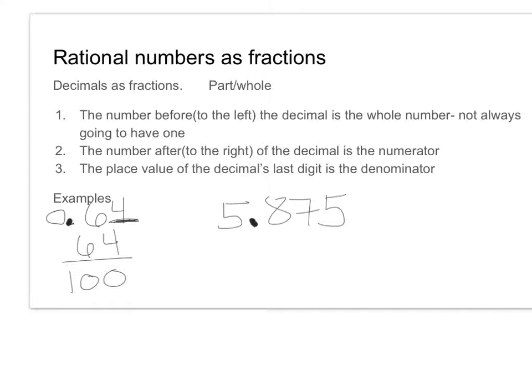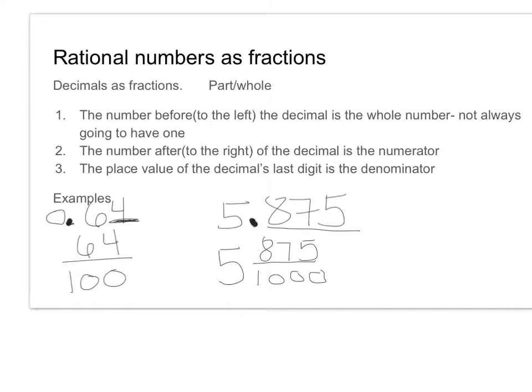The next example, it's 5 and 875 thousandths. So I have 5 whole things. So this is going to be a mixed number. Okay, the part I have is what's after the decimal. I have 875 things, but I need 1,000 to make our next whole number. So that 5 shows that I have 5 whole things, and then I have 875 parts out of 1,000.